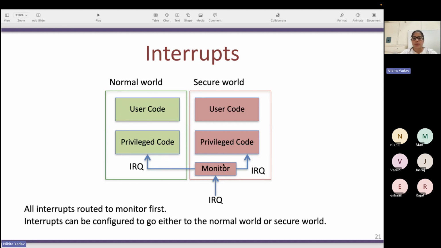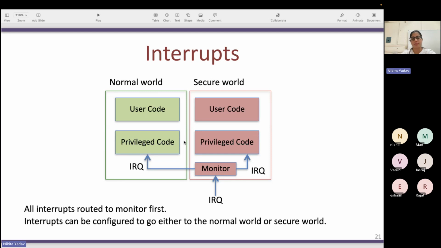Okay, and then your monitor has been configured, and based on the interrupt, it is going to decide whether to pass that interrupt. It will have this table, and it will look at the interrupt type, and this table will give it information about who should service this interrupt. The interrupt can either be for the monitor itself, so maybe the monitor should service that interrupt. If that interrupt is for the normal world, then it is going to pass the interrupt to the normal world. And if the interrupt is for the secure world, then it's going to pass the control to the secure world.